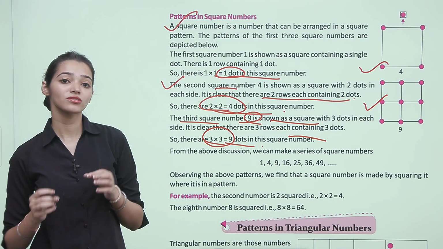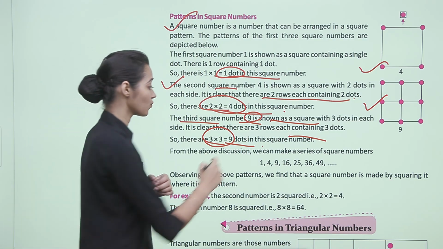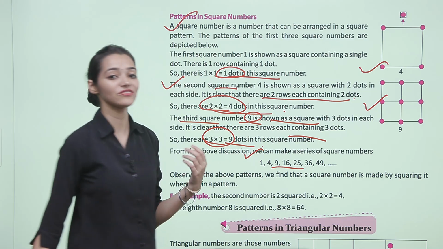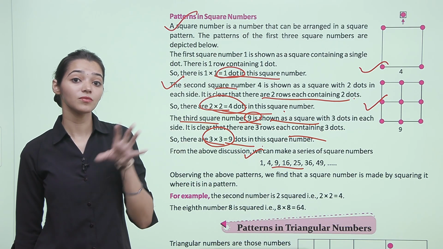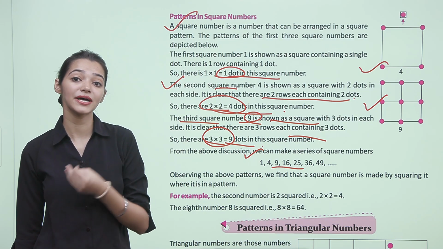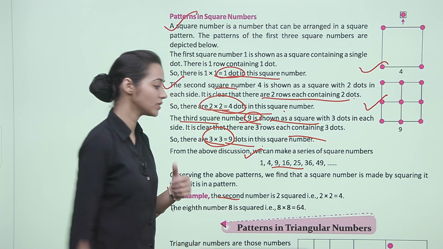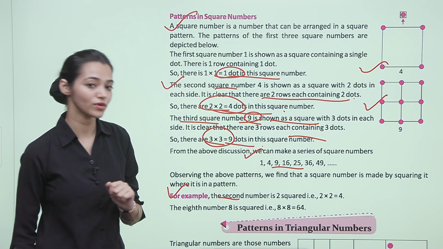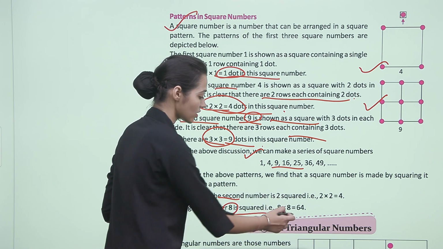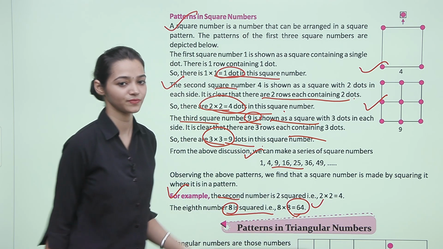Now from the above discussion, we can make a series of square numbers, that is 1, 4, 9, 16, 25, 36 and 49. Now observing the above pattern, we can find that a square number is made by squaring the number where it is in the pattern. For example, the second number 2 squared, 2 into 2, is 4, and the number 8 is the square of 64.